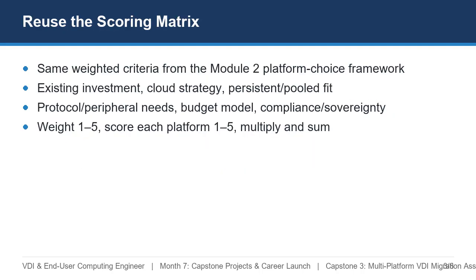Don't build a new framework from scratch, reuse the weighted scoring matrix from the platform choice lesson back in Module 2. Weight each criterion by how much it actually matters to Soulborn, score Citrix DaaS, pure AVD, and a mixed AVD plus Windows 365 option against each one, and let the weighted totals guide, not dictate, the recommendation.